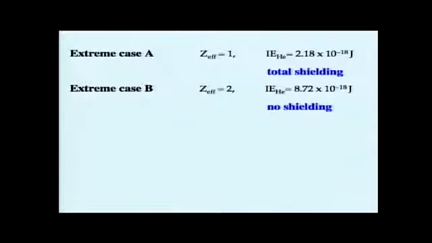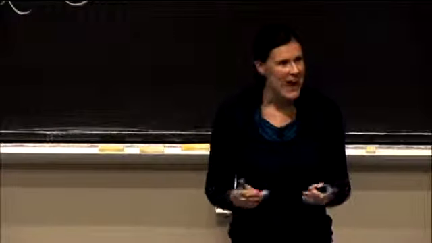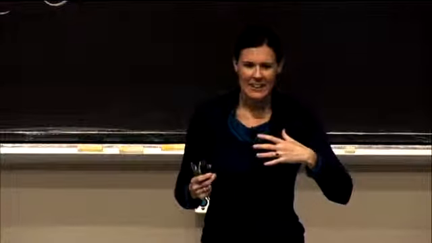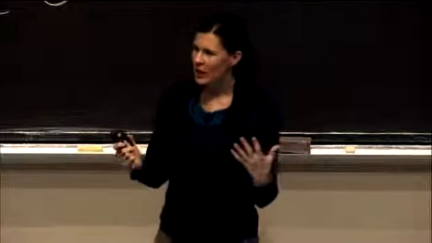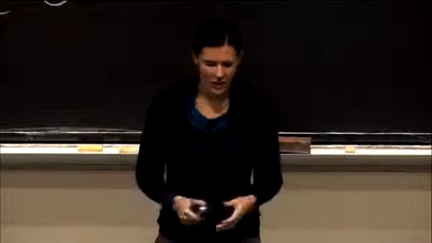So we know the extreme cases, but what is the reality? The reality is, if we think about the ionization energy and we measure it experimentally, we find that it's 3.94 times 10 to the -18 joules. And what you can see is that it falls right in the middle between the two ionization energies that we would expect for the extreme cases. This confirms what we would expect to happen: some shielding is going on, but it's not total shielding, and at the same time it's not no shielding at all.